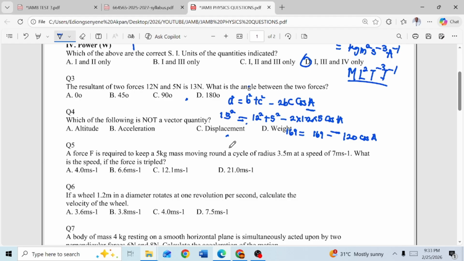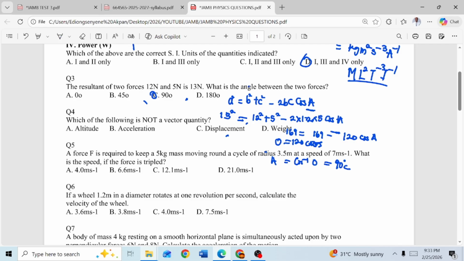169 to the other side, that will be 0 equals 120 cos A. That means A will be cos inverse of 0, that is 90 degrees. Our answer there will be C.